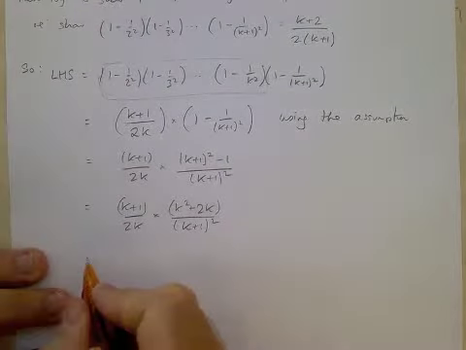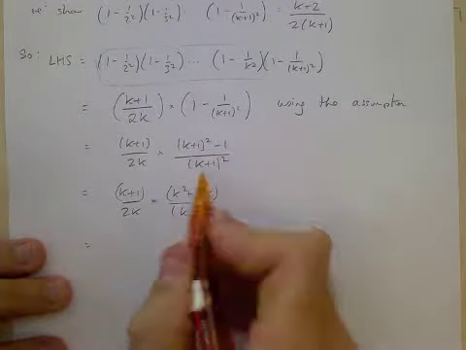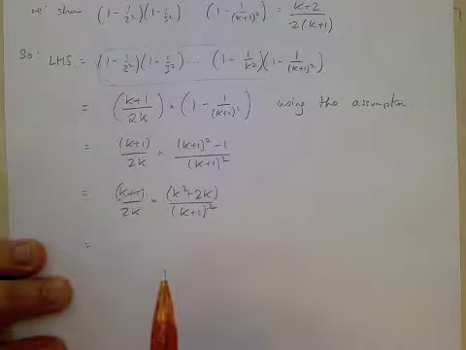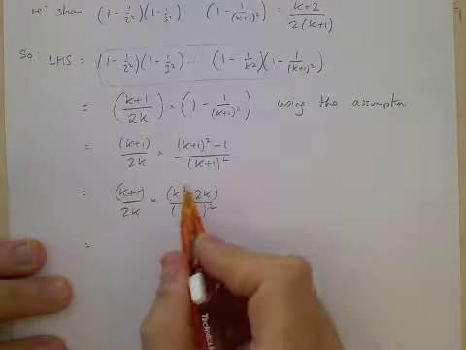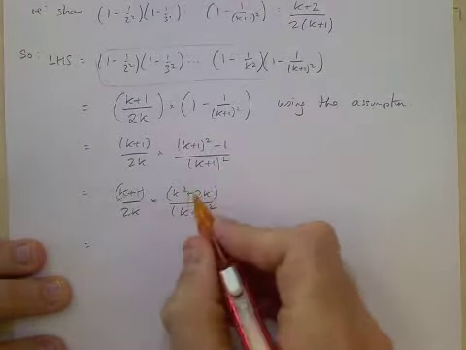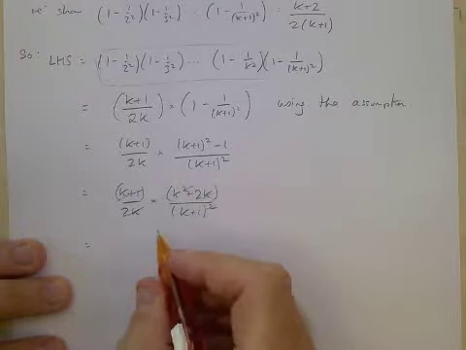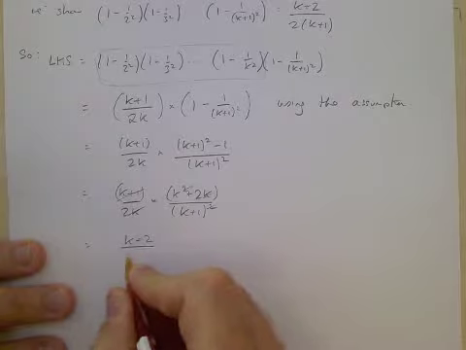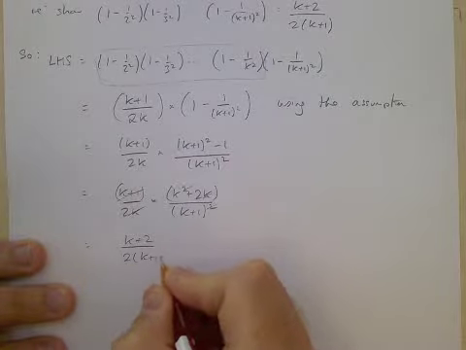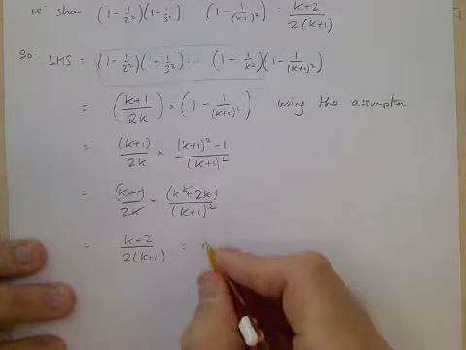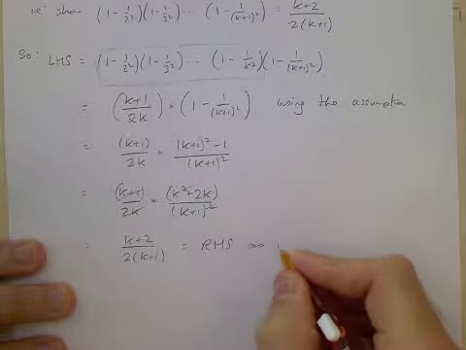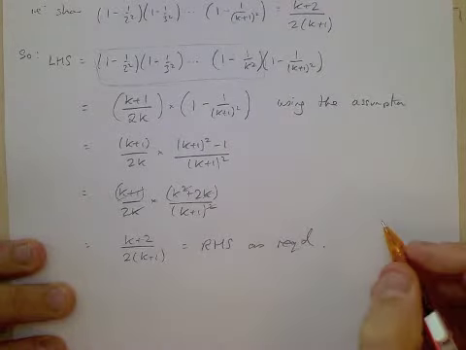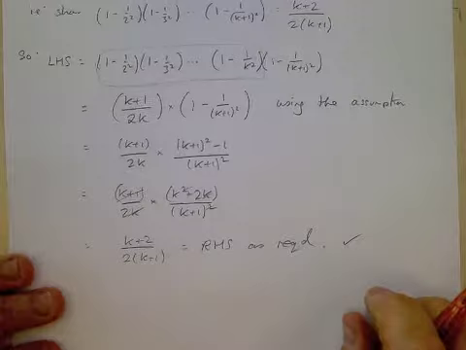And I'm getting close now. What can I do with this? Well, the k plus 1 will cancel. A k will factor out of this and will cancel here. So that will leave me with k plus 2 on 2 lots of k plus 1, which is equal to the right-hand side as required. So I've completed the inductive step.